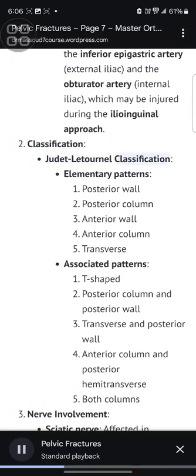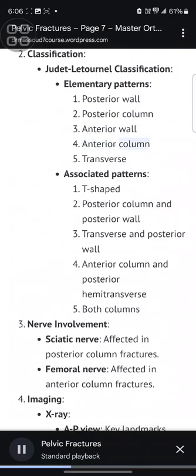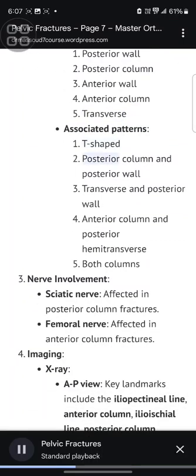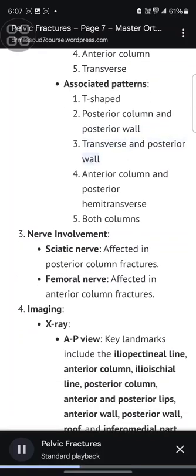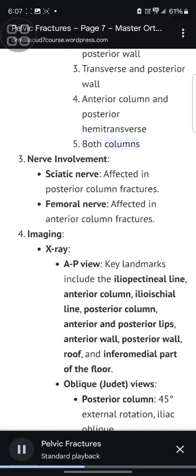Judet-Letournel classification. Elementary patterns: posterior wall, posterior column, anterior wall, anterior column, transverse. Associated patterns: T-shaped, posterior column and posterior wall, transverse and posterior wall, anterior column and posterior hemitransverse, both columns. 3. Nerve involvement.